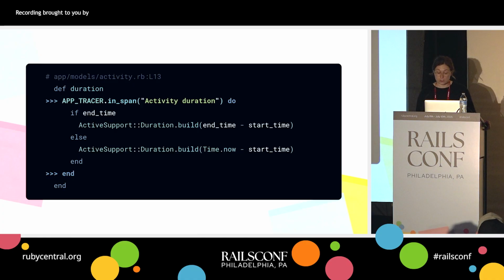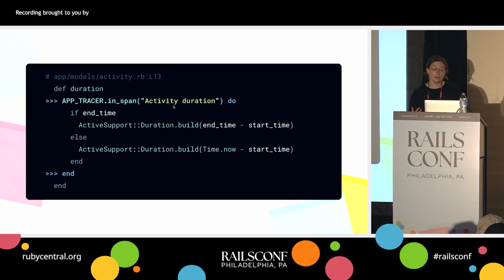The next thing we're going to do is use that app tracer inside of the activities model. If you look in the activities model around line 13, there should be a duration method. And in that method, we're going to add a call to the in_span method. So that's the same thing that we saw in the instrumentation earlier. So you call that tracer dot in_span, and then you give your span a name. This is the only required argument for your span: a name.